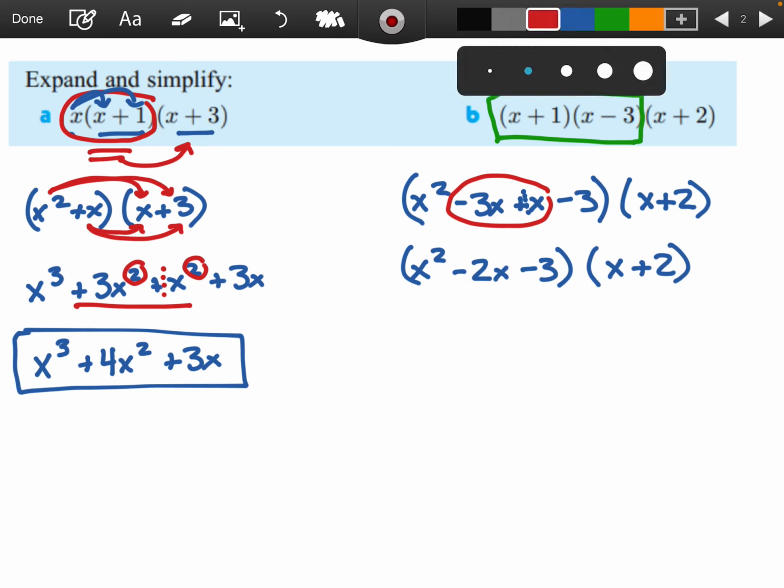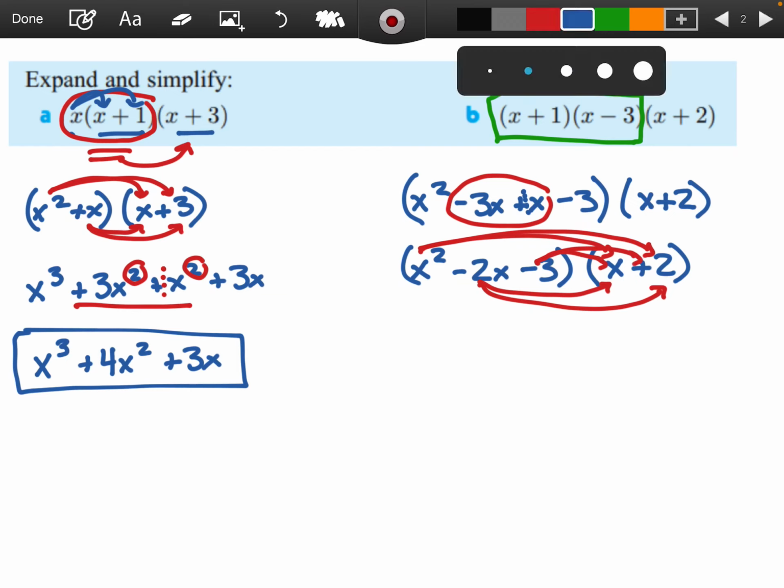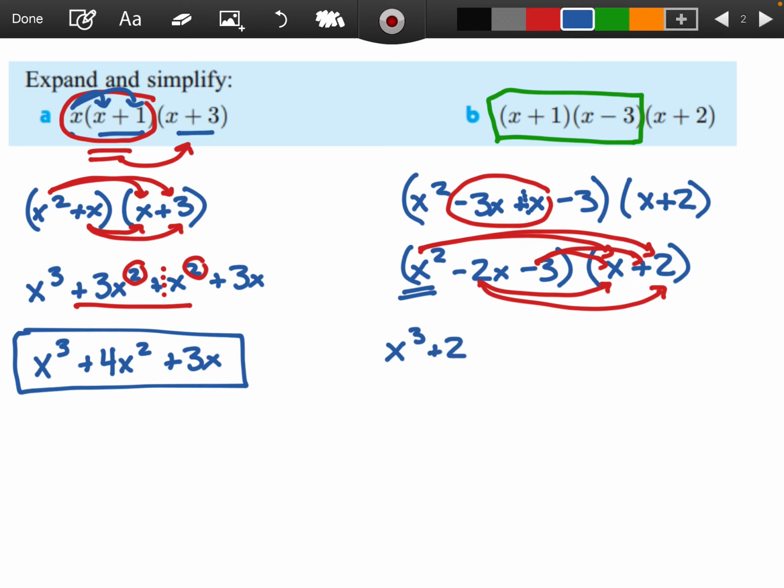So this is where the FOIL on steroids from the previous page comes back again. Every term in that first set of brackets needs to multiply by every term in the second set of brackets, including this negative 3. That got really messy really fast. So here we go. First, we're going to start with the x squared, multiply it by x, gives me x cubed. x squared multiplied by 2, plus 2x squared.